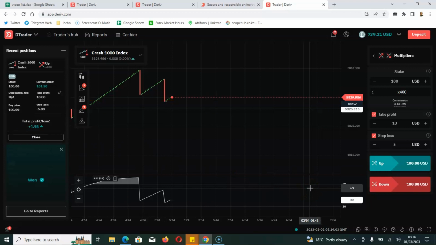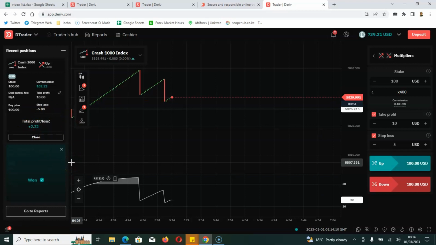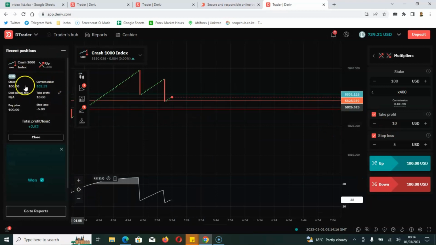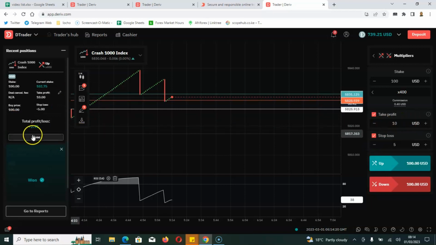If it continues rising and rising and rising, you realize that the profit will continue to increase. Hope I'm very clear on that. So that is what I really wanted you to see. When it reaches $10, it will close the trade. It will just close the trade automatically.